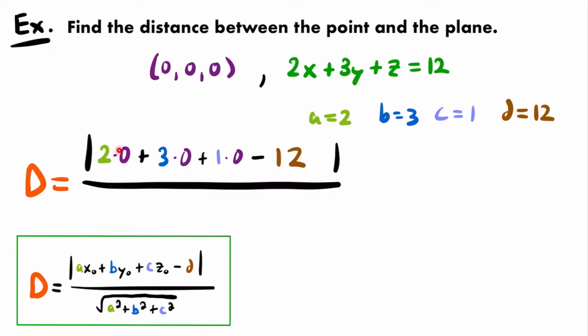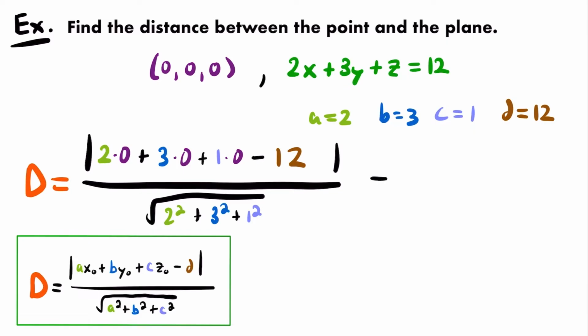All right, but now all three of those terms are going to be 0, because anything times 0 is 0, so we have 0 plus 0 plus 0 minus 12, which will give us a negative 12. We'll simplify that then, but first let's fill in the denominator here. We need to take the square root of a squared plus b squared plus c squared. So we'll have the square root of 2 squared plus 3 squared plus 1 squared.